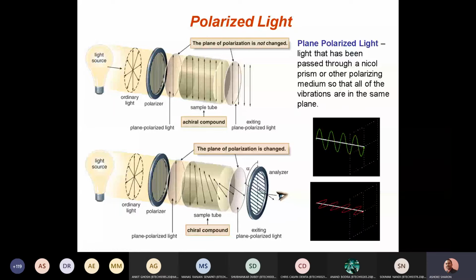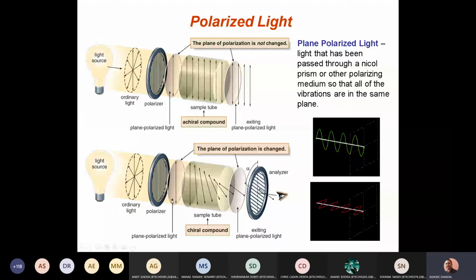So actually you have converted your light source to a single direction. And this single direction light is called plane polarized light because you have a plane of polarization. Now, when you keep your sample in between, what will happen? You are supplying a linear polarized light which has a single direction.